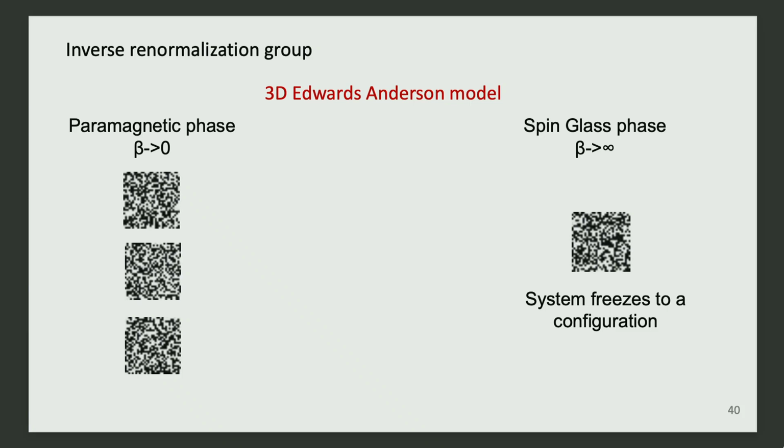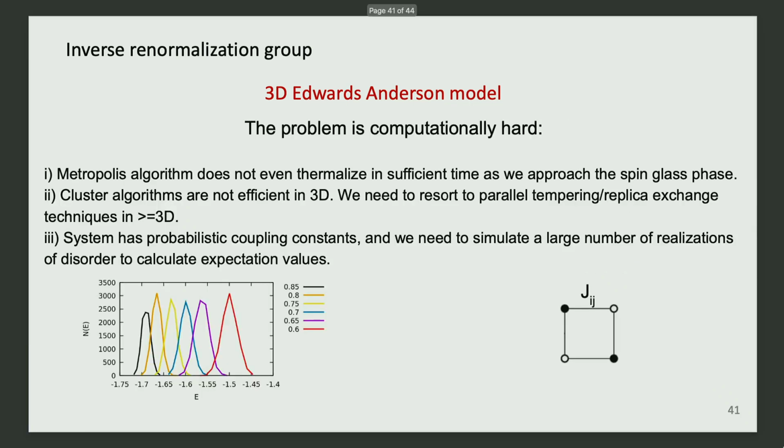And as you can see, the order parameter of the system is non-trivial. It is not the magnetization. In fact, in order to describe the order parameter, I have to go to replica theory, which is something that I'm not going to discuss today. But what I want to discuss is how computationally difficult this problem is.